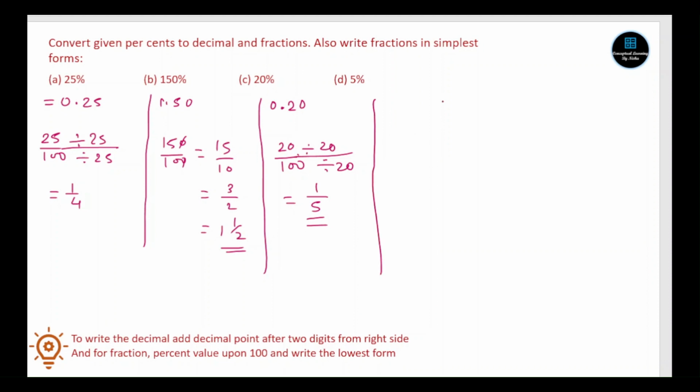And the last one, 5%. So decimal value is 0.05. Okay, this is the decimal value. And fractional value. So 5 upon 100. I can simplify by dividing both of them by 5. So what do we get? 1 upon 20. Easy? Great.